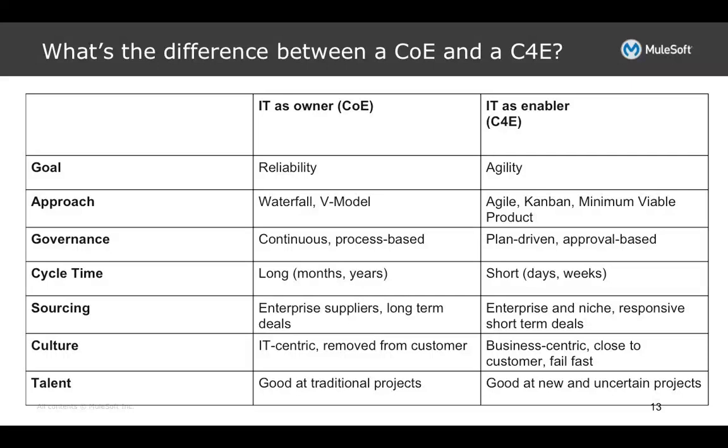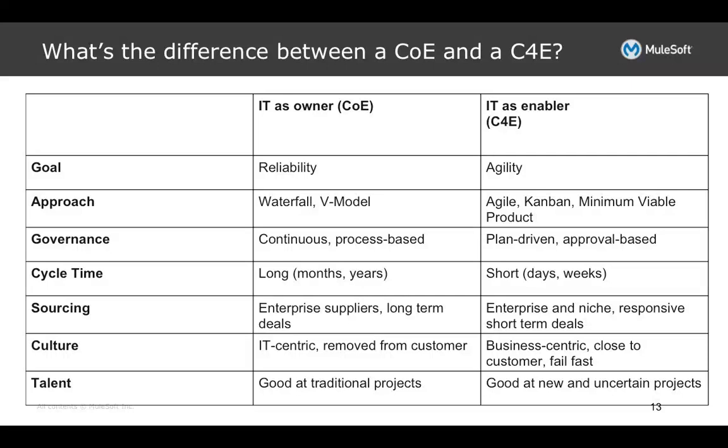In COE, the sourcing is normally the enterprise suppliers, and it's often long-term deals. Whereas in C4E, the sourcing is enterprise and niche, but responsive short-term deals, not long-term deals. The culture in COE is IT-centric, removed from the customer. So it's basically how IT wants to drive a company. Whereas in C4E, the culture is business-centric, so business drives the change. As I said, you might fail, but you learn faster when you fail.